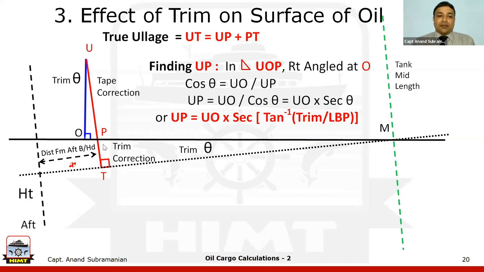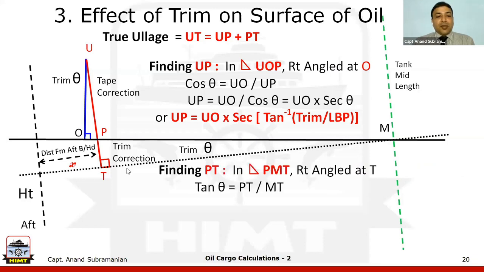So for PT, we fortunately also have one more right angle triangle, that is PMT. In this right angle triangle PMT, theta is known to us, and theta is the same tan inverse of trim by LBP. PT is to be found out, and MT. MT, this whole thing, is from the tank's mid length. So what is the distance from M towards the aft bulkhead? Half of the length. Okay, so the length by 2 is basically this distance.